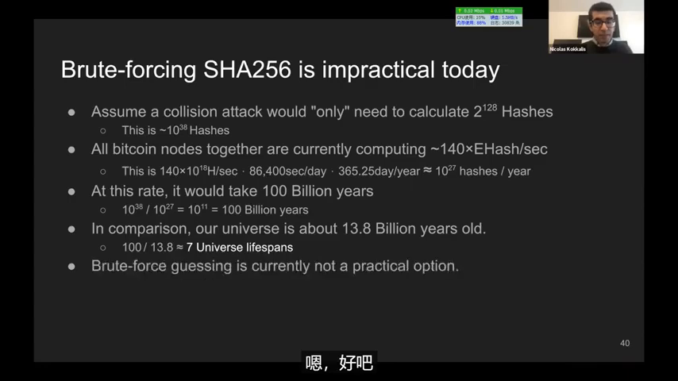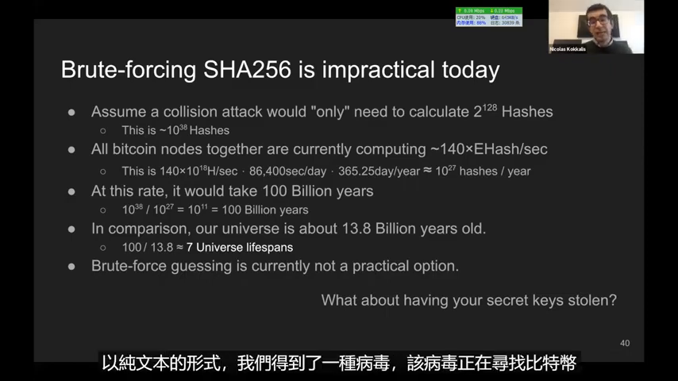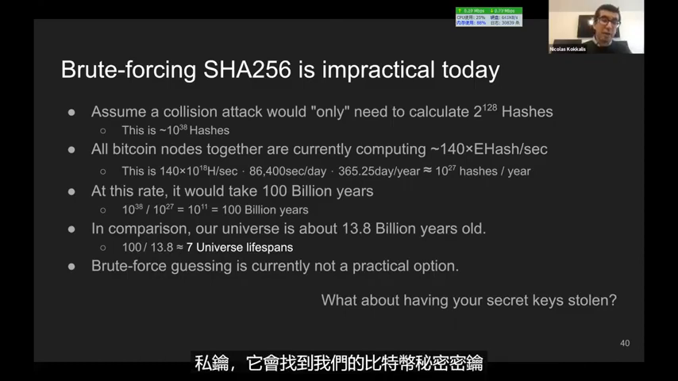Well, there are other potential problems that could happen here. What if we have stored our secret key on our computer in plain text and we get a virus, and that virus is looking for Bitcoin private keys, finds our Bitcoin secret key, steals it, and sends it to an attacker? This is not going to take 7 universe lifespans. It's going to be much simpler.